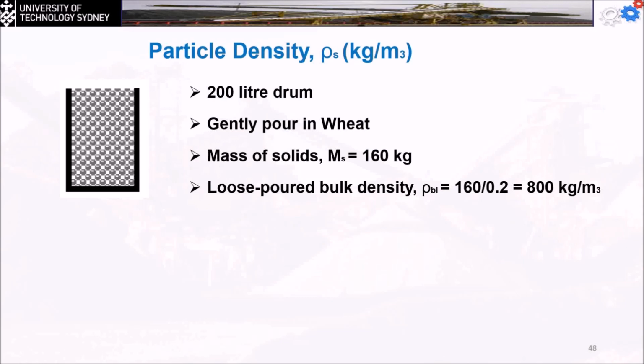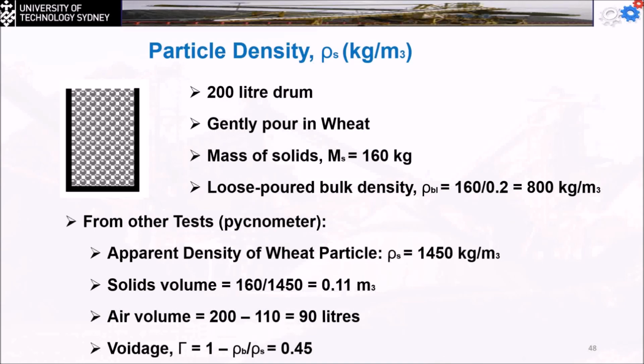From the other test we had, the apparent density of the wheat particles was 1,450 kilograms per cubic meter. But here we got 800 kilograms per cubic meter. The solid volume is going to be equal to the 160 we got for the mass divided by 1,450 kilograms per cubic meter. So it's supposed to be 0.11 cubic meter. Now, this is the solid volume of the material we have. So what's the rest is the air.